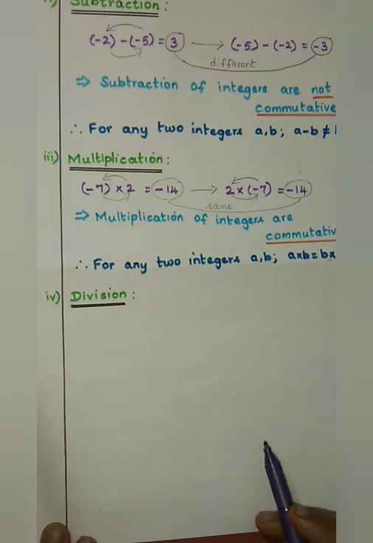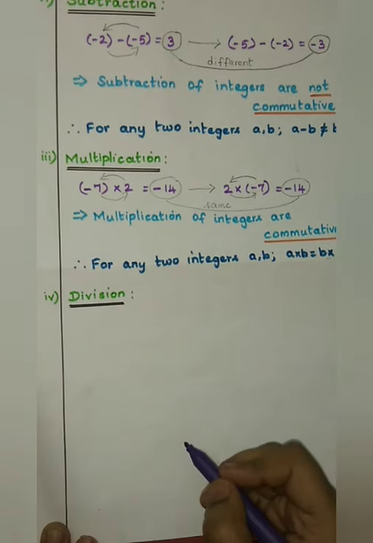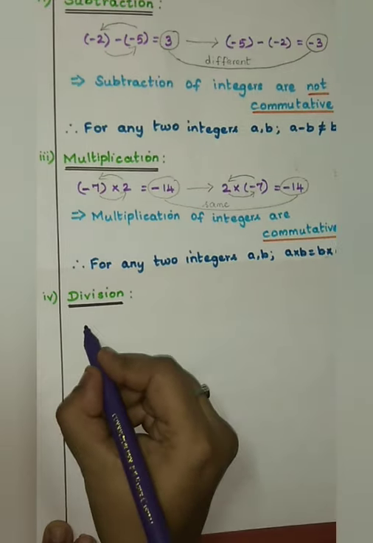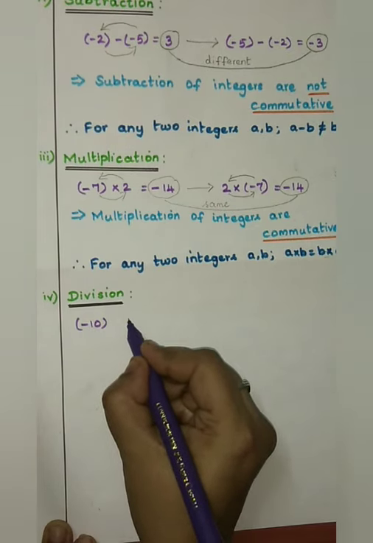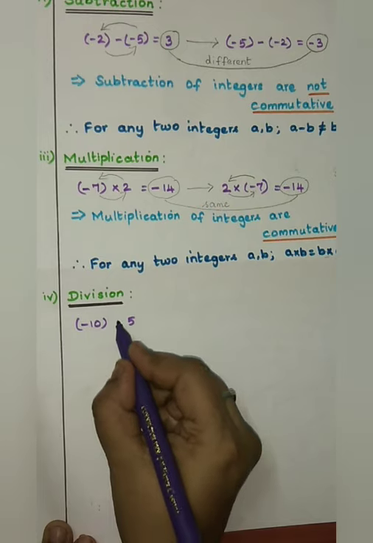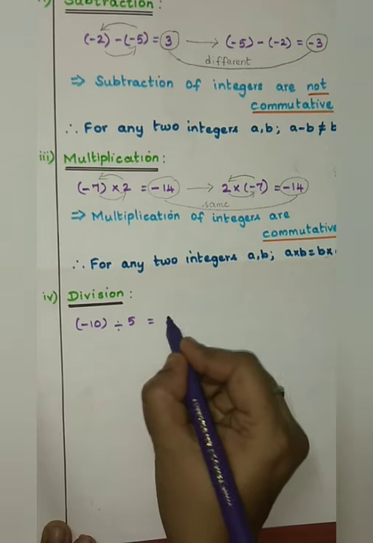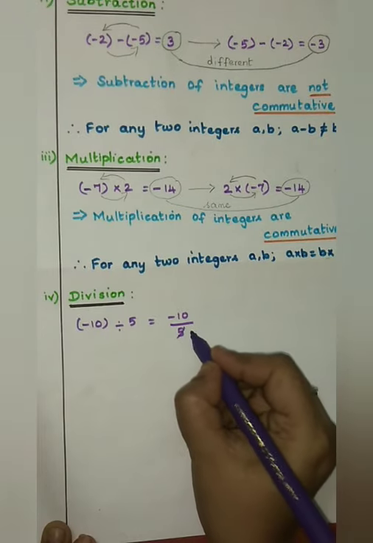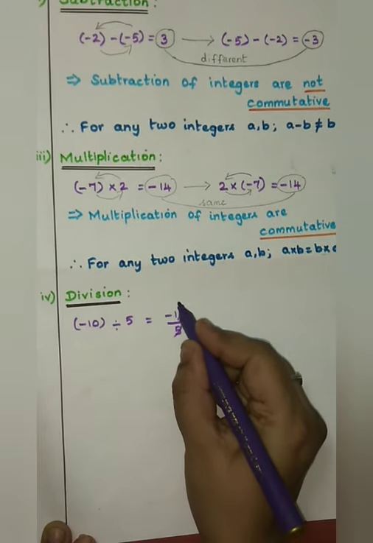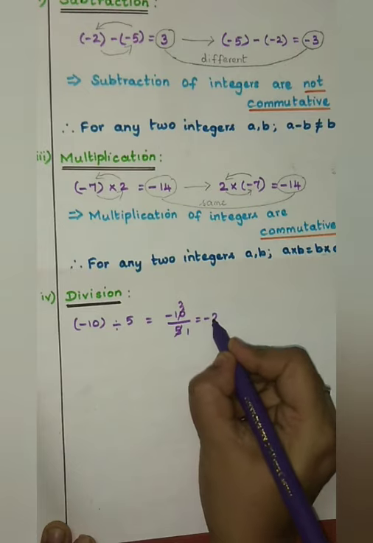To test the commutative property of division on integers, let us take minus 10 and 5. So divide minus 10 by 5. So what do we get? So 5 goes 2 times. So the answer is minus 2.